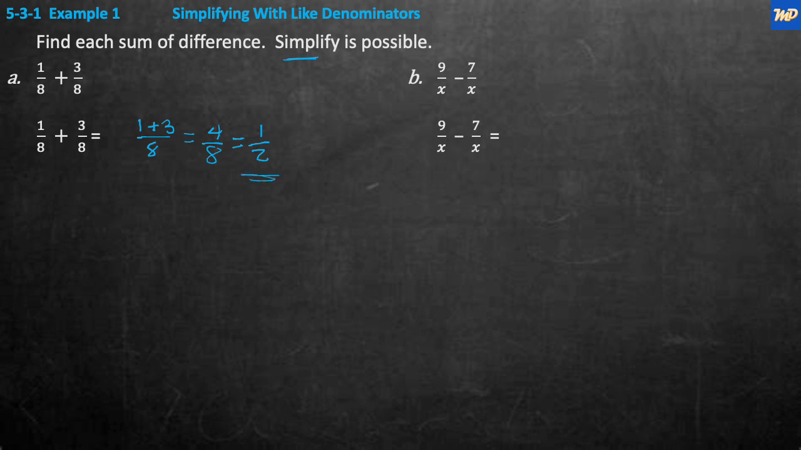Let's do this one. There's a variable x for the denominator, but guess what? It's the same denominator, so we're going to write it here. 9x minus 7x is going to be equal to 9 minus 7 over x, and 9 minus 7 is equal to 2 over x. Is that simplified as best as it can be simplified? The answer is yes, because you can't do anything with the x. That's it. Completely simplified. 2/x.